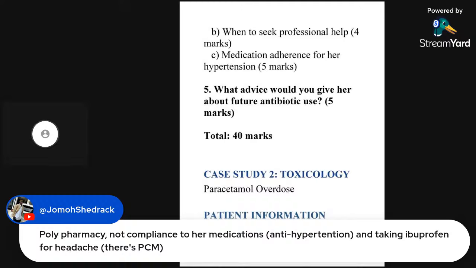On seeking professional help, you tell her if your symptoms continue after 2 to 3 days, go to the hospital to see a doctor. If you have difficulty breathing or chest pain, go to the hospital.